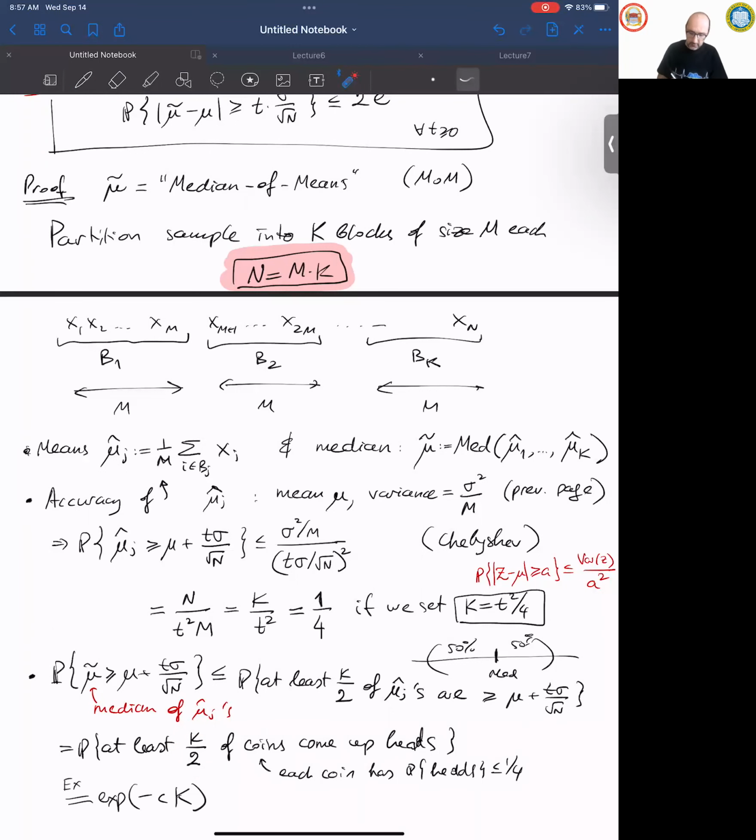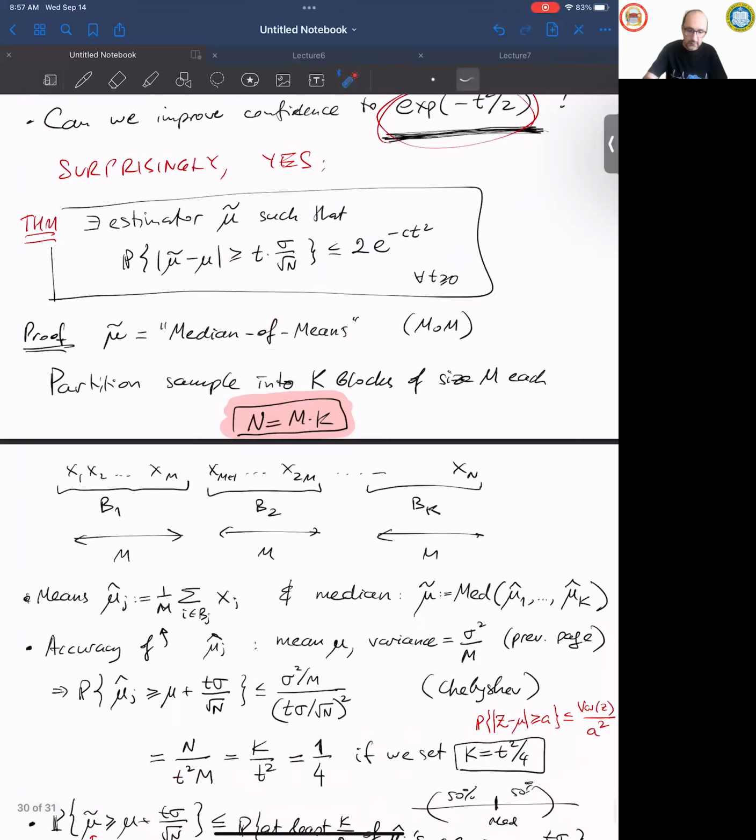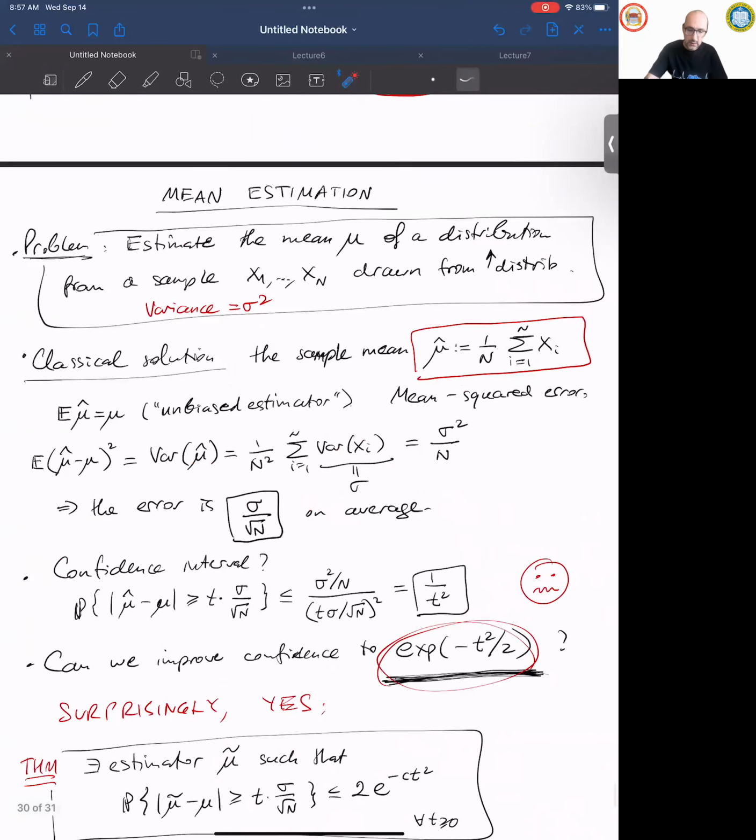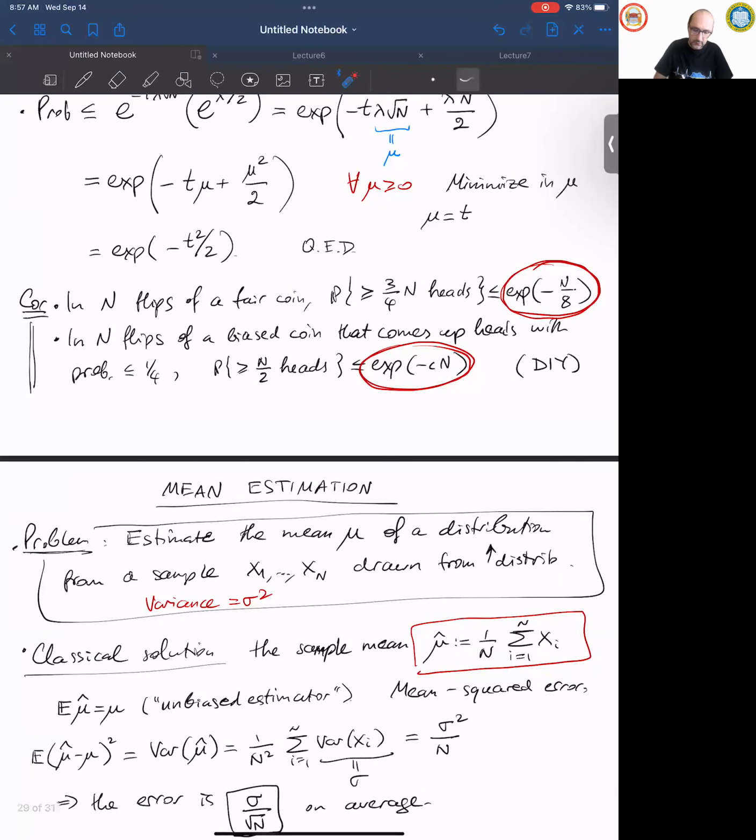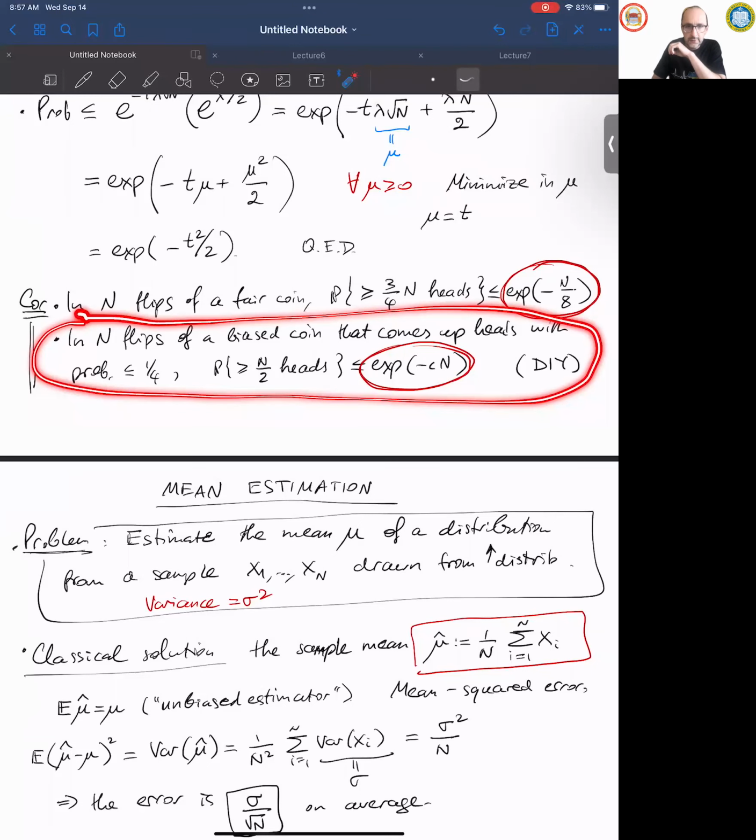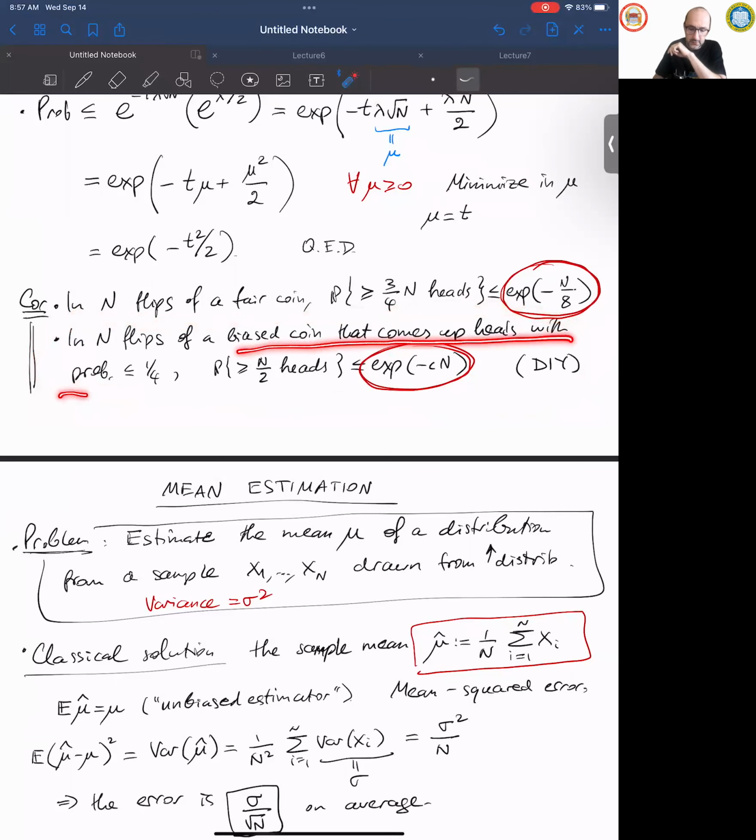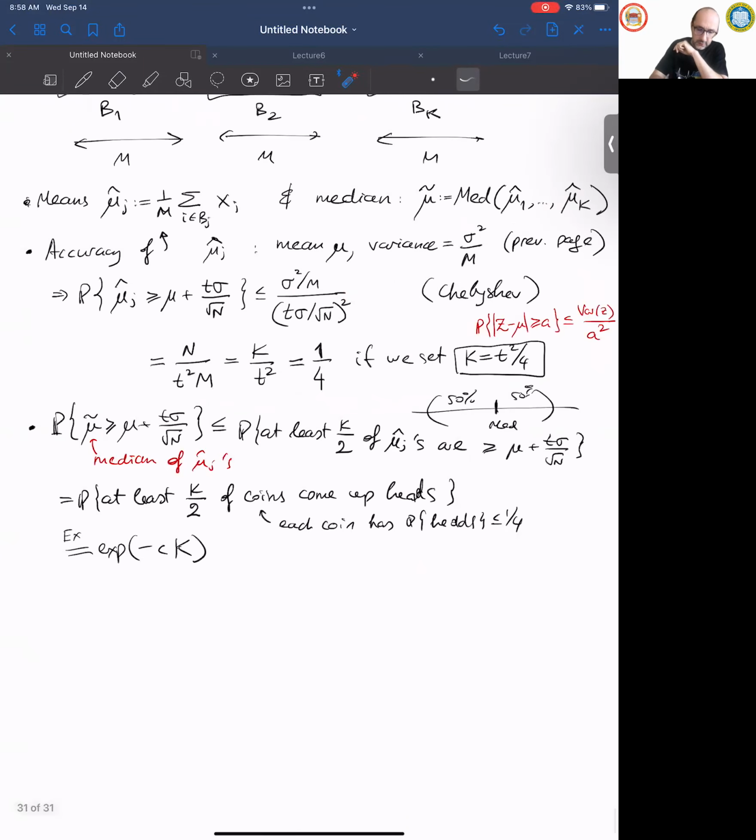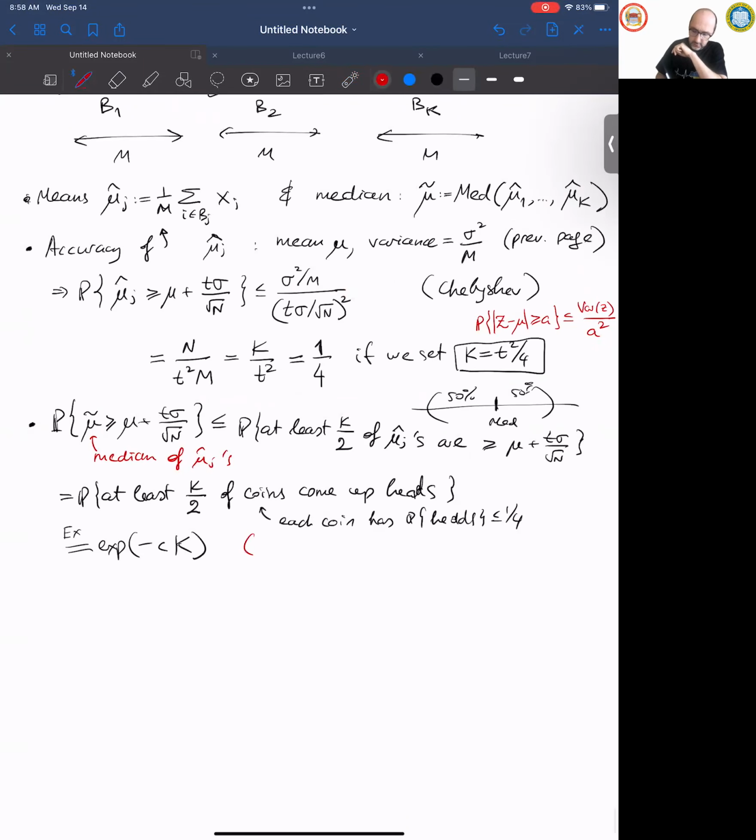So that event happens with very, very tiny probability, and the reason, let me scroll up a little bit, and the reason is this. It's a consequence of Hoeffding's inequality: we have a biased coin that comes up heads with probability 1/4, so the probability of half heads is exponentially small. So we derive this from Hoeffding's inequality. That's a crucial step.